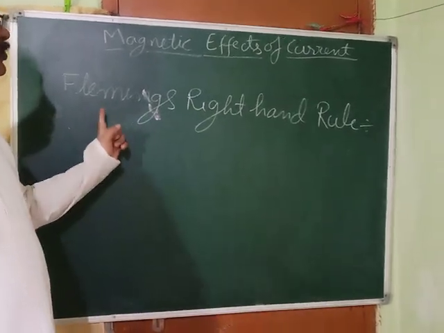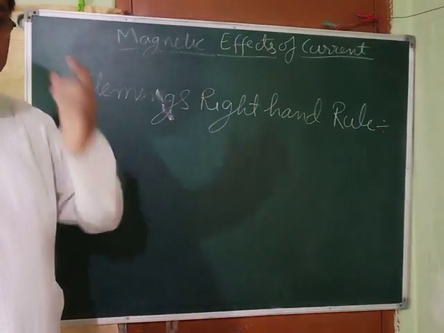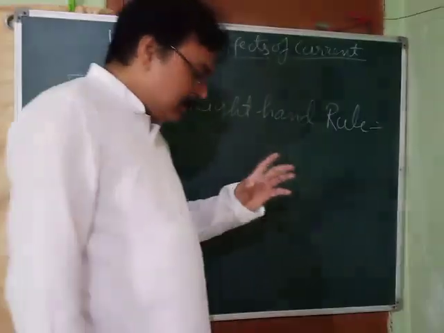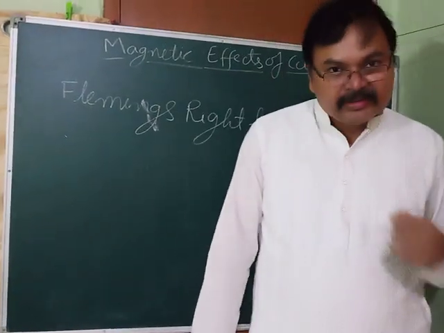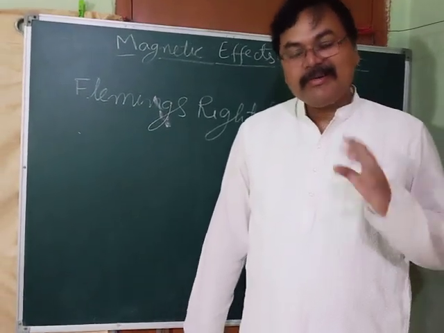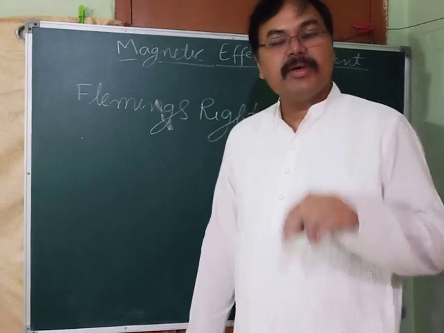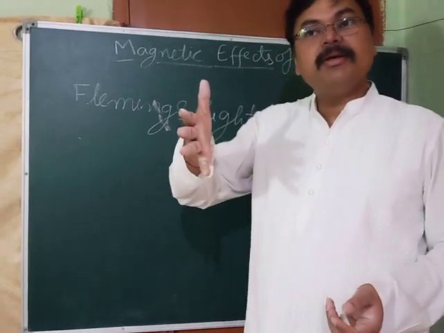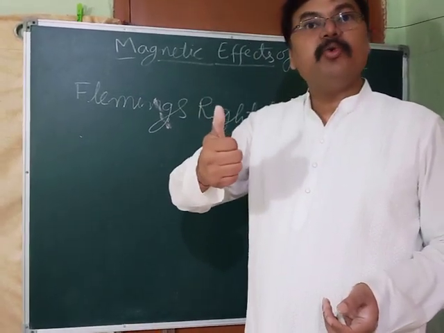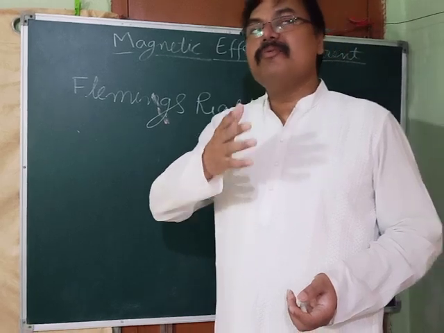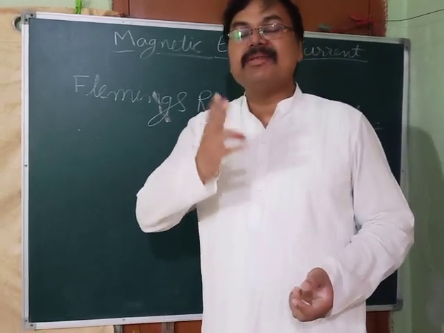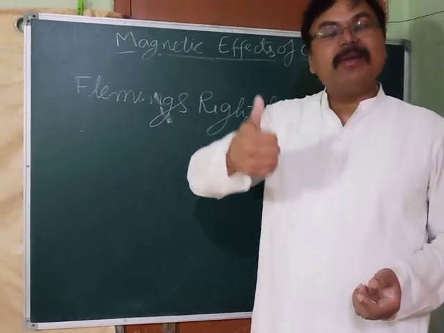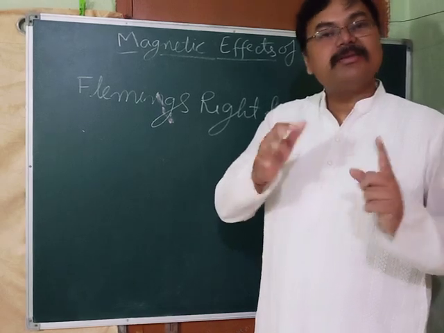Now see, we are going to study Fleming's right hand rule. Before starting this, let me tell you what is the use of this. Till now we have studied two rules. First, we have studied the right hand thumb rule. Right hand thumb rule is used for finding the direction of magnetic field if the direction of current is known.